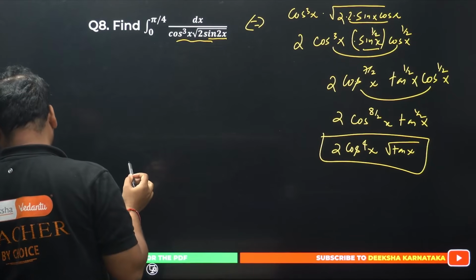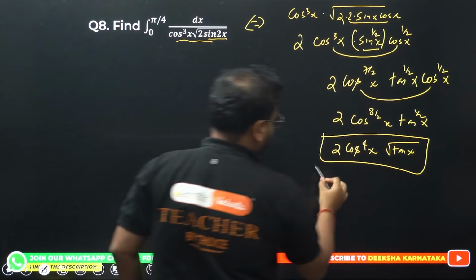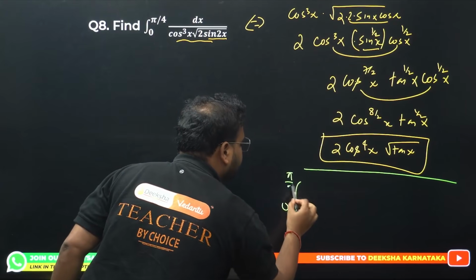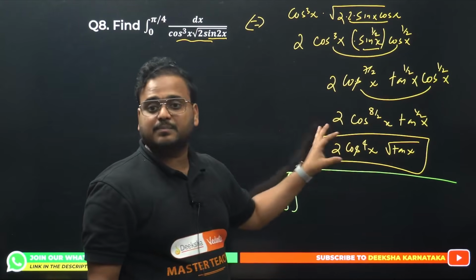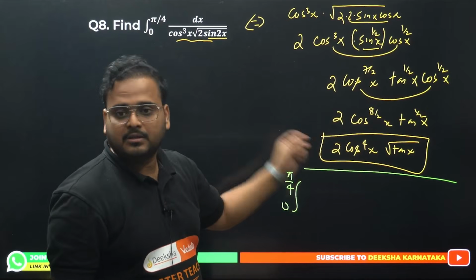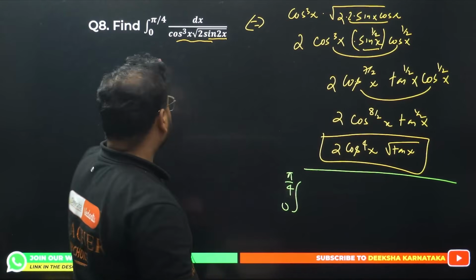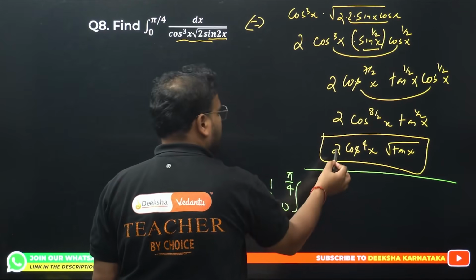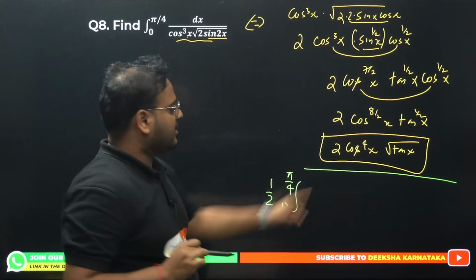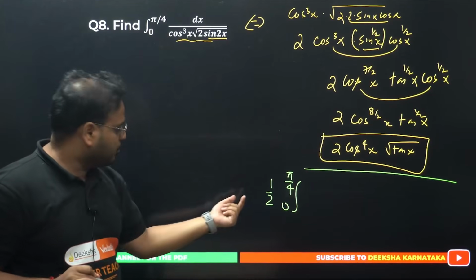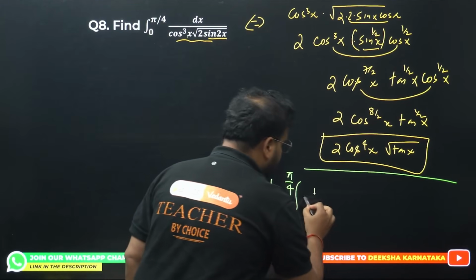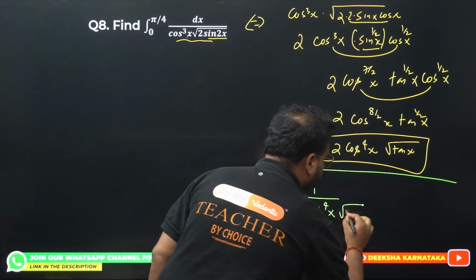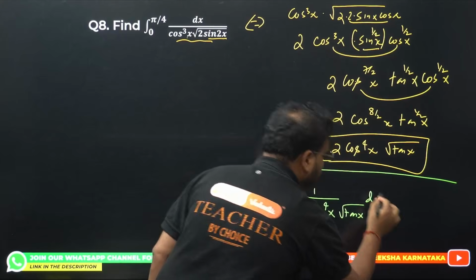I can write this whole integration again as the integral from 0 to pi by 4. There's no substitution done till now, this is simply simplifying the entire given term. Now we'll see. 1 by 2 is a constant, keep it outside, since the 2 was in the denominator. I get 1 by cos power 4x root of tan x dx.